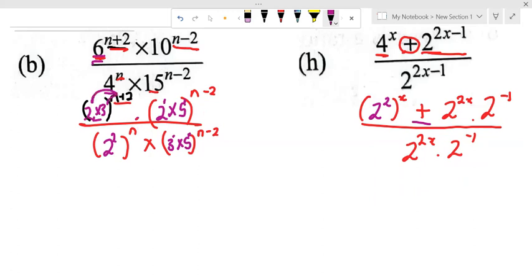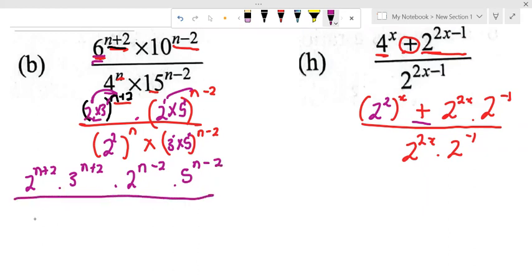What we'll then do is say this one multiplied by this one multiplied by this one. And then it will give us 2 to the power of n plus 2 multiplied by 3 to the power of n plus 2 multiplied by, if we do that with this one, this multiplied by this, it's going to be written as 2 to the power of n minus 2 multiplied by 5 to the power of n minus 2.